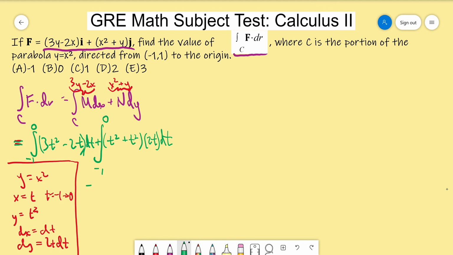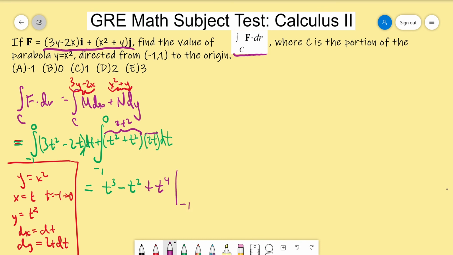Alright, then what do we get? On the first integral, the integral of 3t squared is t cubed. The integral of negative 2t is negative t squared. And here, this whole part is going to be 2t squared, and remember, we're multiplying that by 2t, so that gives us a 4t cubed, whose integral is t to the fourth. So this is going to give us plus t to the fourth.